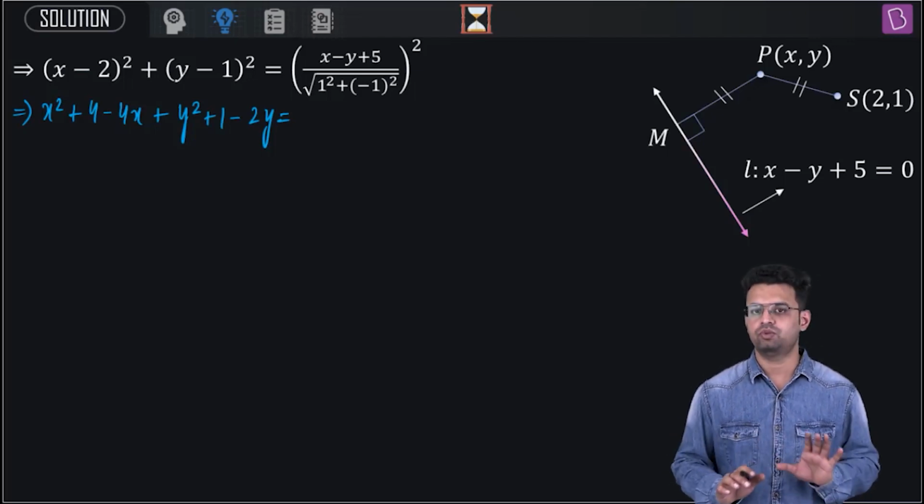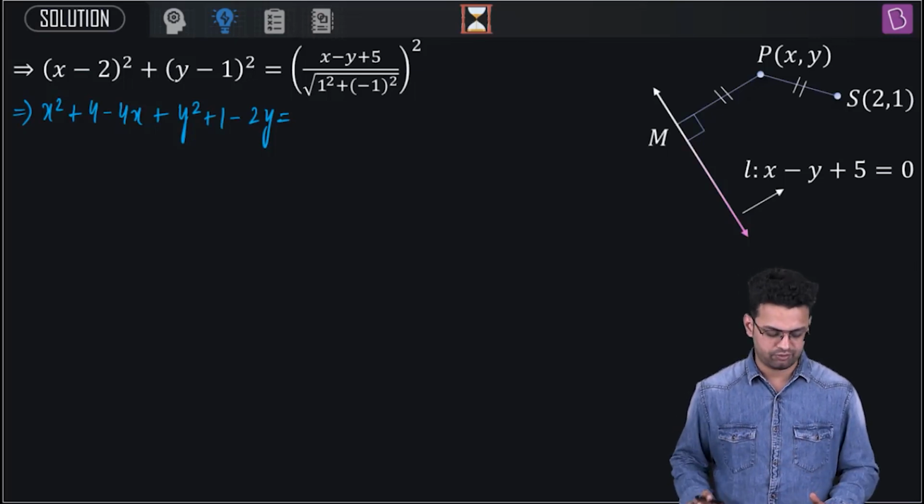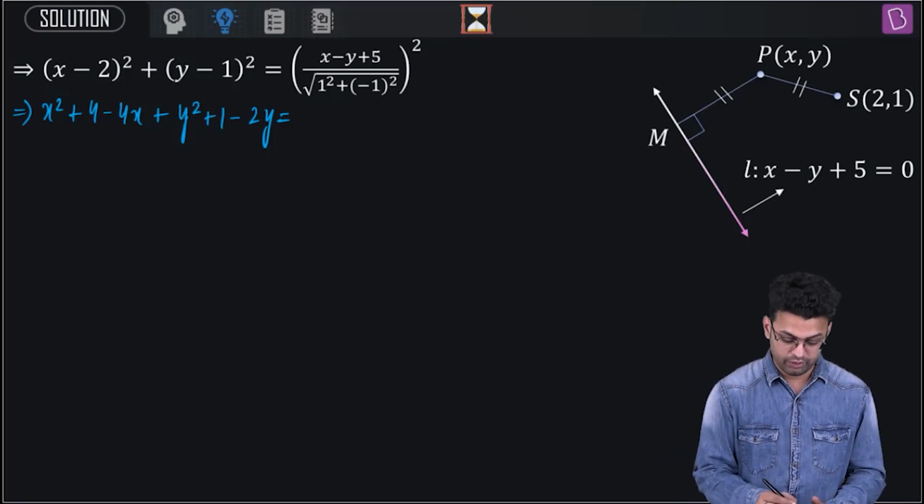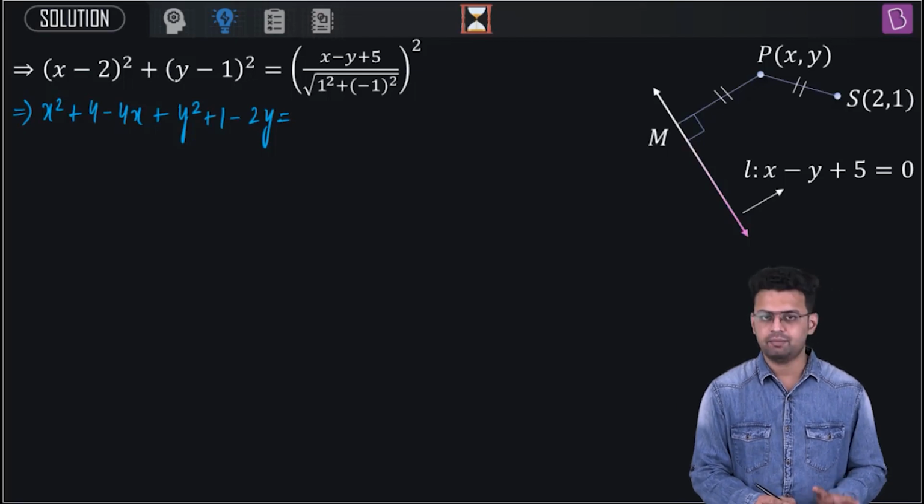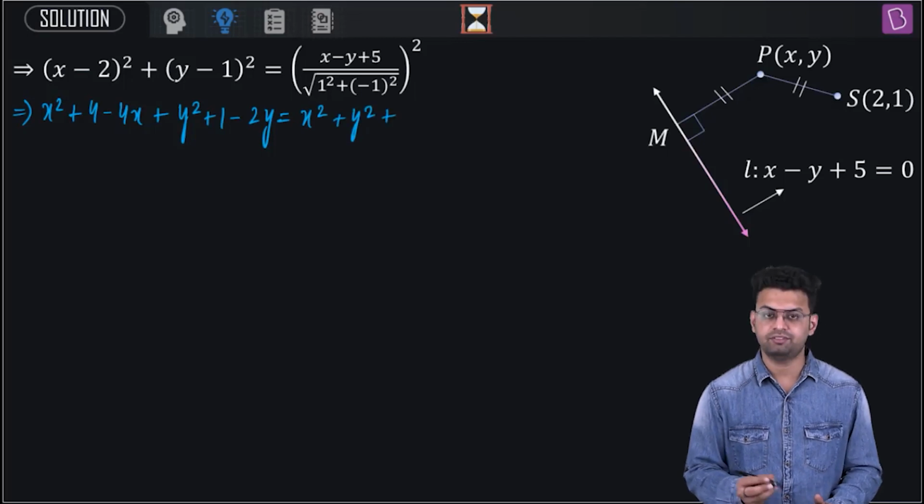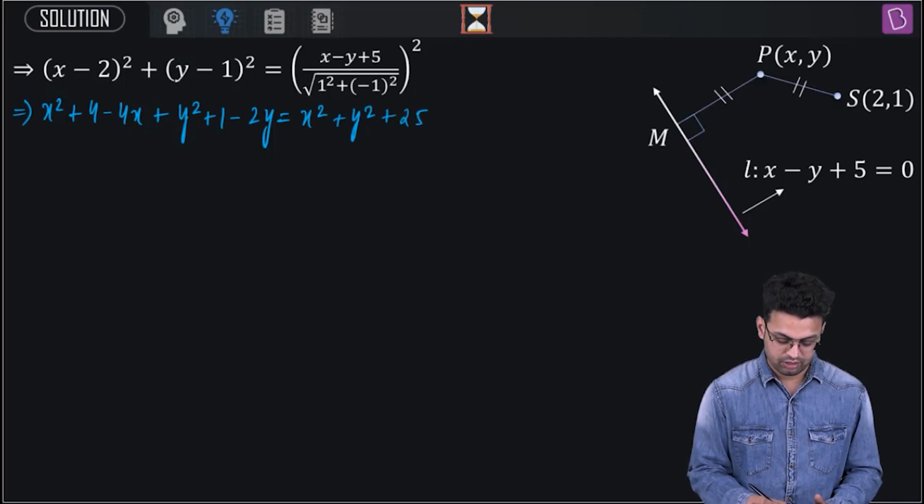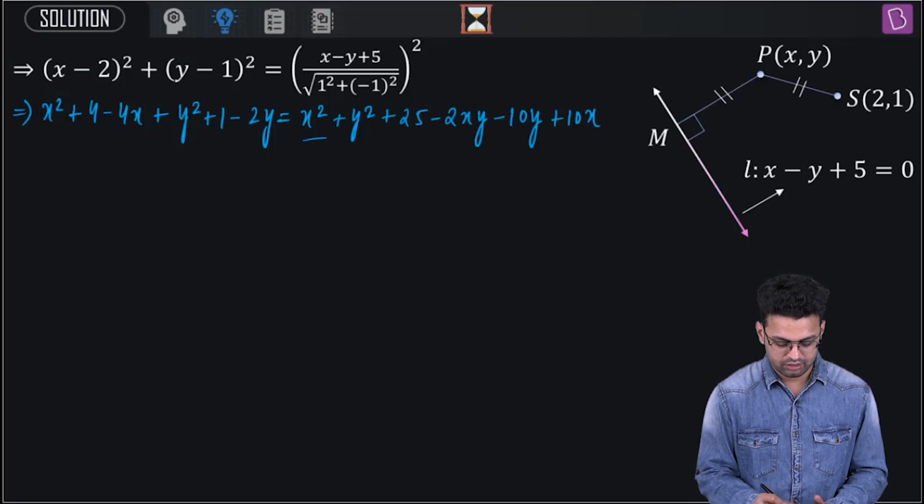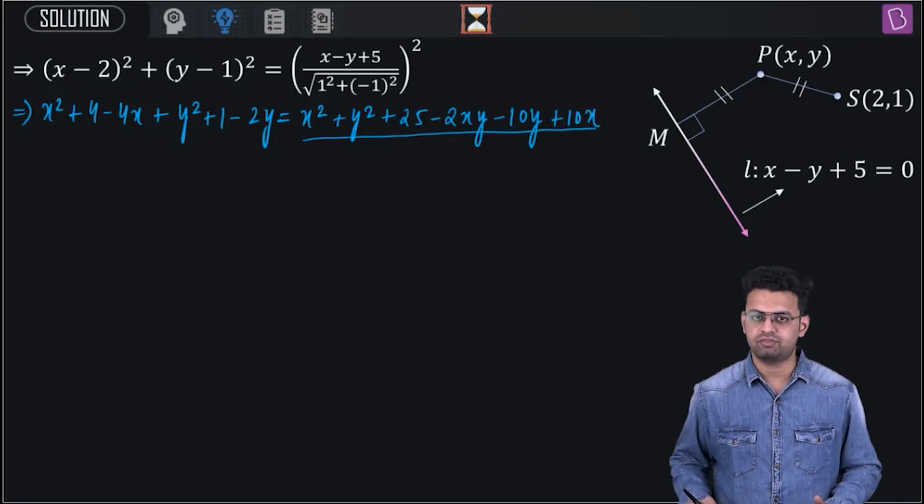Okay. Now, let me first expand the numerator part. The numerator says (x minus y plus 5) whole square. What I can write is (a minus b plus c) whole square. What I can write is x square plus y square plus 5 square, which is 25, minus 2xy, correct, minus 10y, okay, plus 10x. This is what (x minus y plus 5) whole square is.